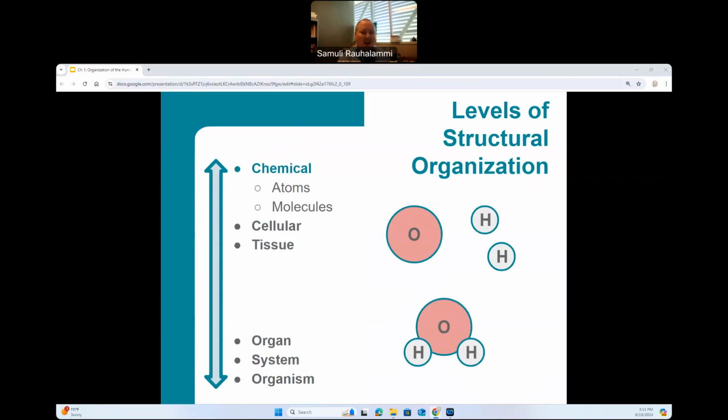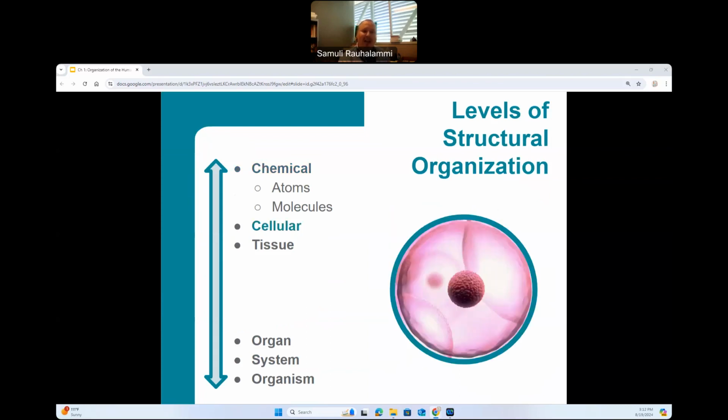So what we're seeing on the slide on the right hand side is that we had one oxygen and two hydrogen atoms, and they formed together a water molecule. So I hope that helps to clarify the relationship between atoms and molecules.